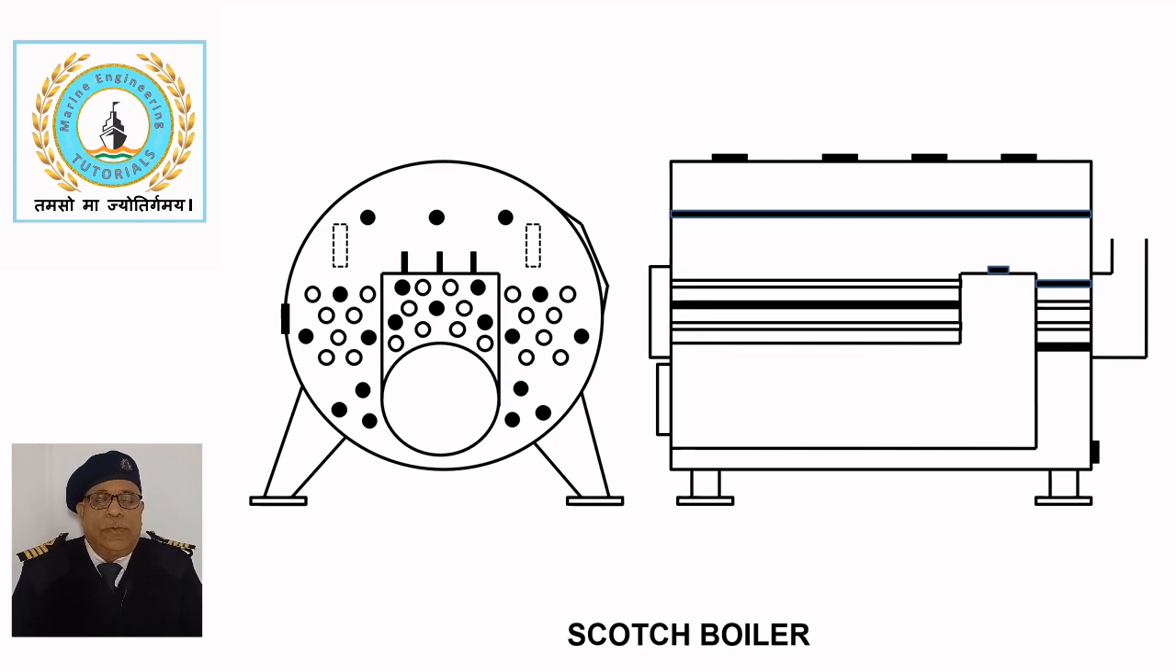This sketch shows a Scotch boiler with a single furnace, which was used on the earliest steamships and later on motor ships as an auxiliary boiler. It was eventually phased out due to the preference for vertical boilers.